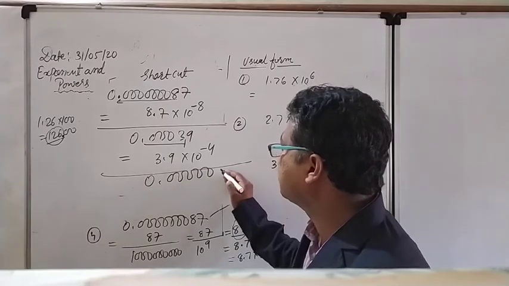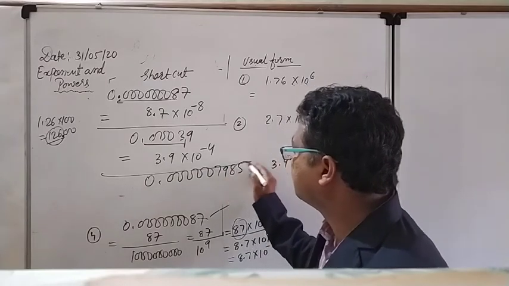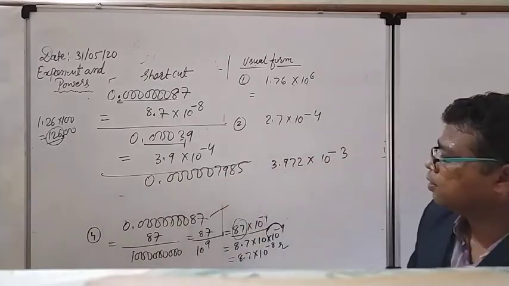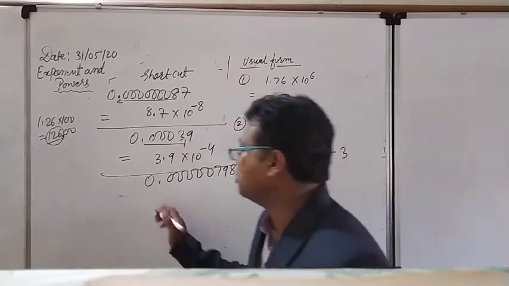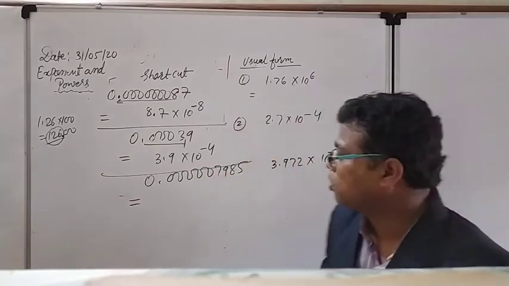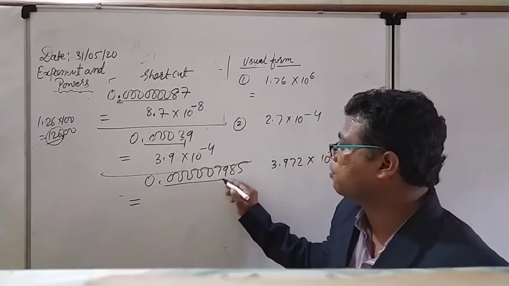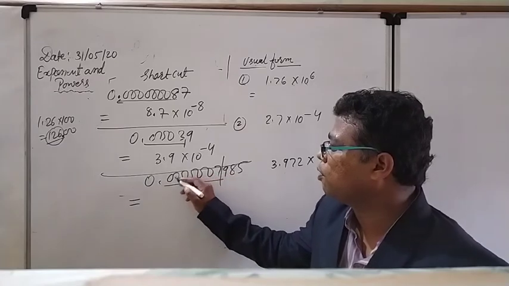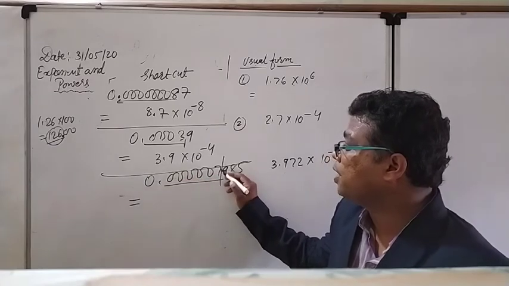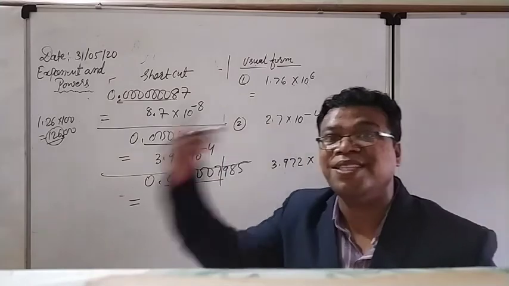0.00000 7985. How many zeros can you say? If this is the question, see what I have to do. Nothing. Only I have to see how many digits will go from here. How many zeros are coming in between? 1, 2, 3, 4, 5. 5 zeros are coming and only 7 will go there.